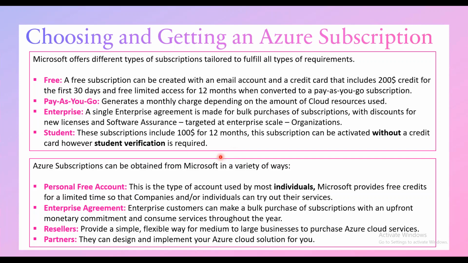Next is the different types of subscription that can be obtained. You can get the subscription from a reseller partner, but most organizations create their own account, and they get the enterprise agreement from Microsoft directly. So enterprise customers can make a bulk purchase of subscriptions without an upfront monetary commitment. The EA agreement is the most common, but you can also purchase the subscription from resellers or different partners, and get it applied.